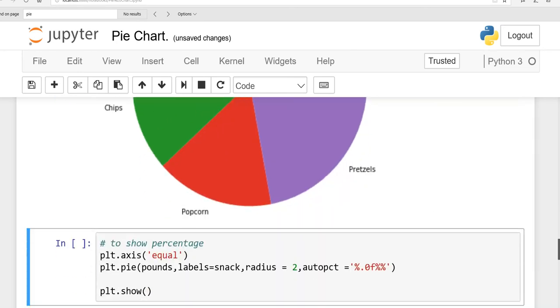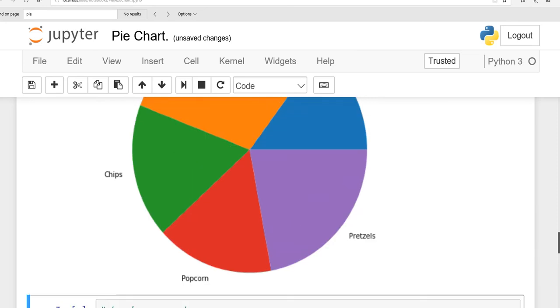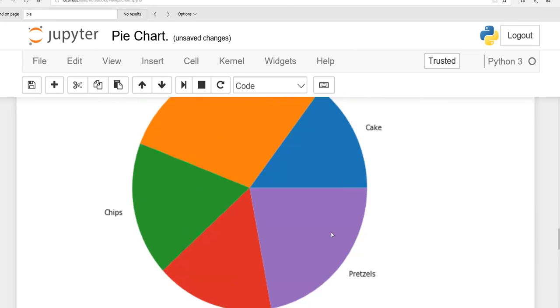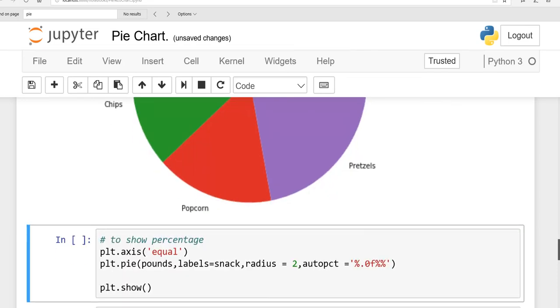right? Okay, now move on to the other function. We have to use the autopct parameter if you want to see percentages. So see here, only the labels are shown. We want the percentage here as well. If you want to see the percentage, you have to use this autopct, and then in quotation marks you have to write down the percent sign, and then here I have written 0. So what is the meaning of this 0?